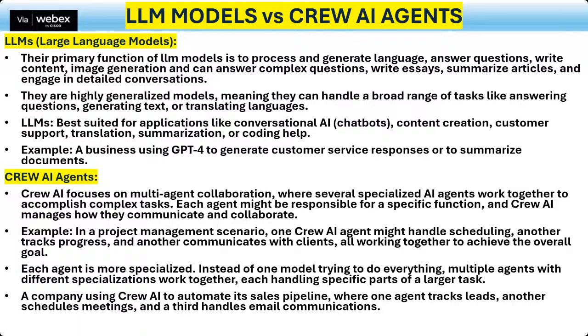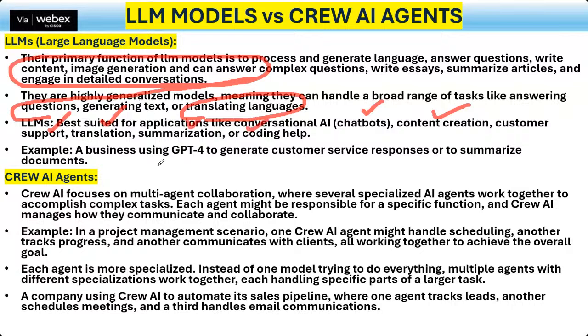I will share this link. So when you enter a prompt, it will generate language, answer questions, write content, generate images, and answer complex questions. These things are done by your LLM models. They are highly generalized models, and they handle a broad range of tasks like answering questions, generating text, and translating languages. So LLMs are best suited for applications like chatbots, content creation, customer support, translation, summarization, and coding help.